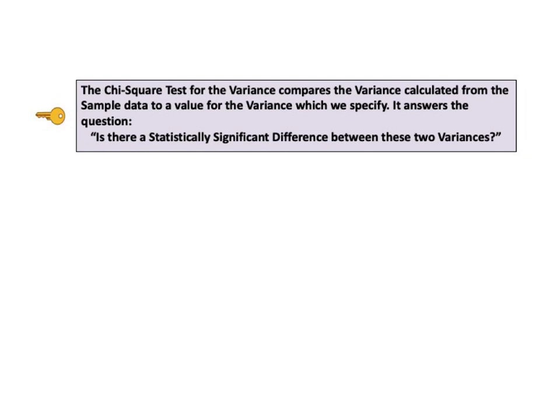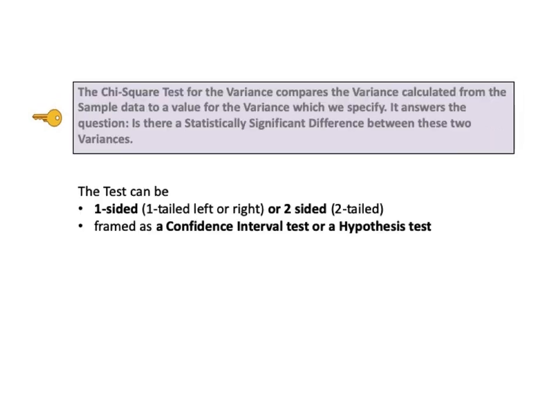Here is a key to understanding this test. The Chi-Square test for the variance compares the variance calculated from the sample data to a value for the variance which we specify. It answers the question, is there a statistically significant difference between these two variances? The test can be one-sided, one-tailed, left or right, or two-sided, two-tailed. And it can be framed as a confidence interval test or a hypothesis test.